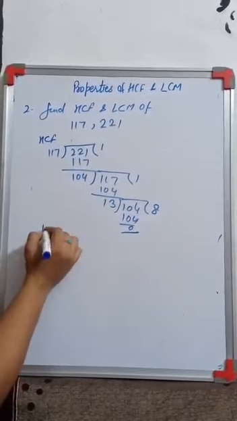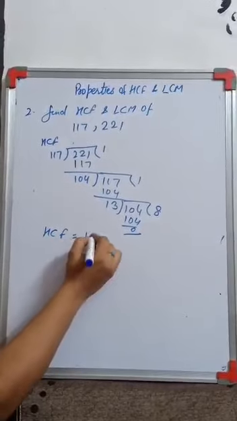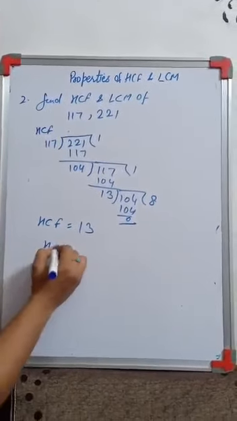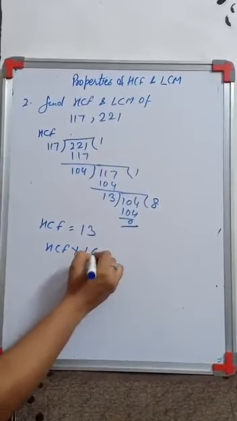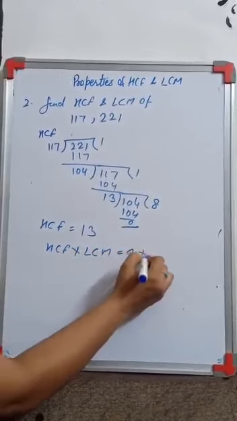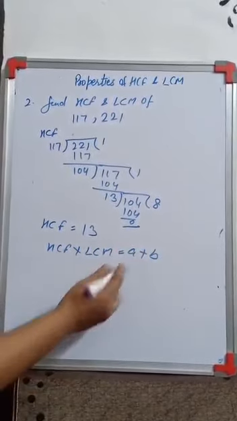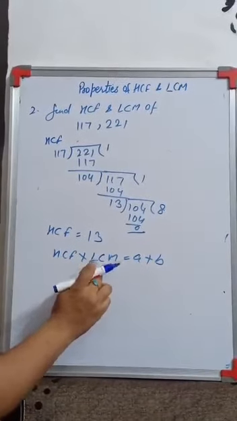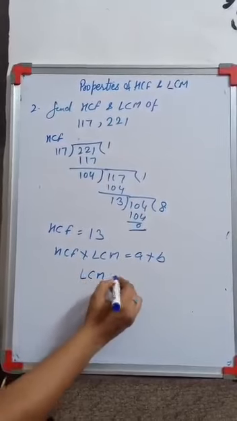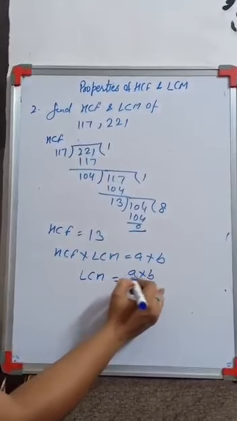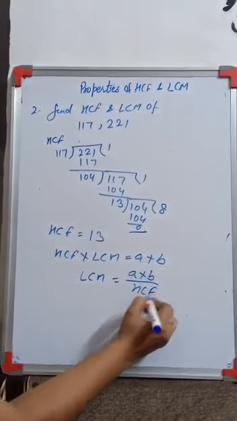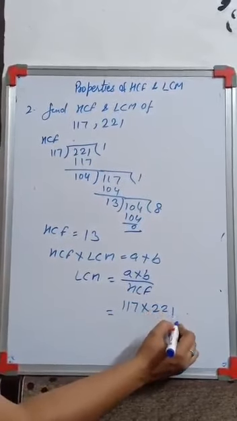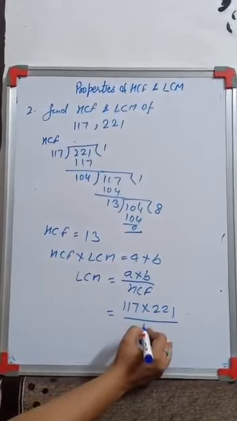That means HCF is how much? 13, right? So now we know that HCF into LCM is equal to A into B. I am having A, I am having B, I am having HCF. So can I calculate LCM? LCM will be A into B upon HCF, right? So can I write 117 into 221 divided by 13.